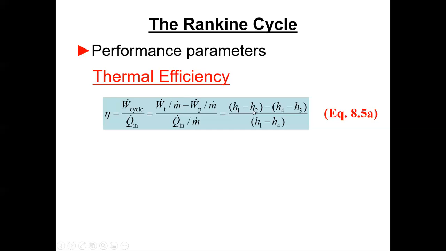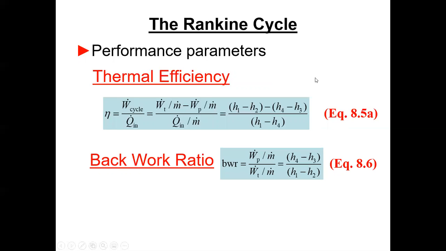So we get h1 minus h2 per unit mass. That's the work out of the turbine. We're going to subtract off the work input required by the pump, and we're going to divide by the heat input per unit mass in the boiler. So we've got to find a bunch of enthalpies.